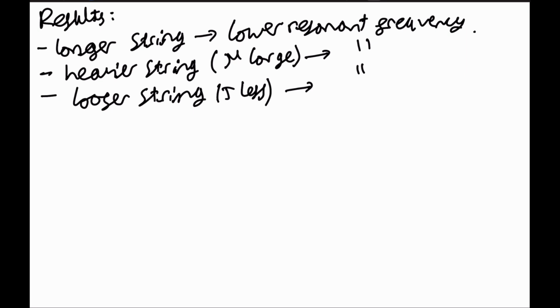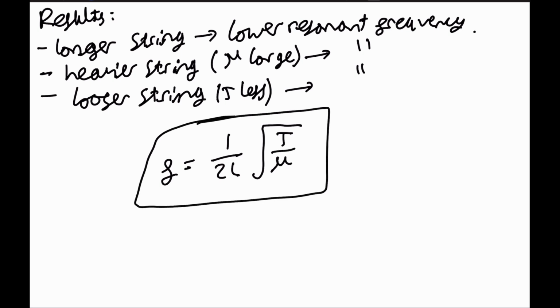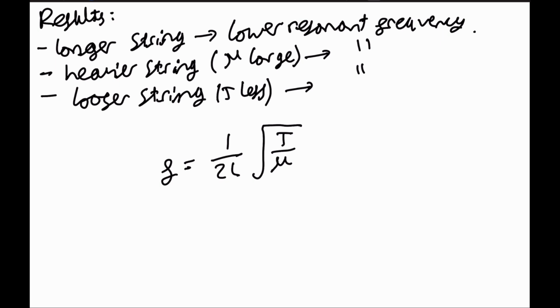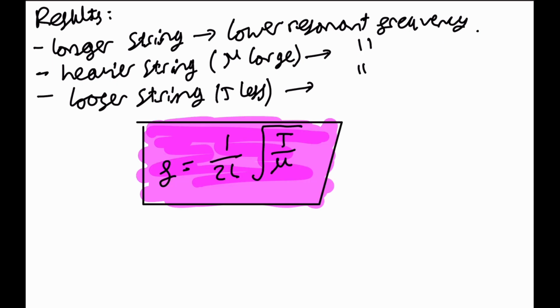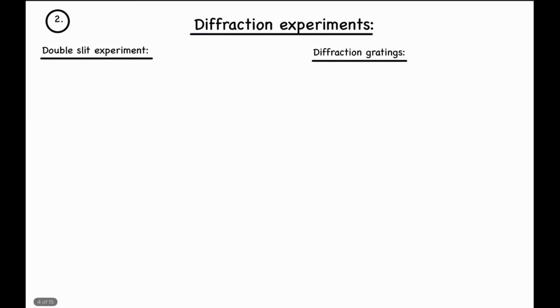So if we look at the equation of the first harmonic, we would get f is equal to 1/2L, where L is the length of the string, times the square root of the tension divided by the mass per unit length. And the results should be consistent with this equation.